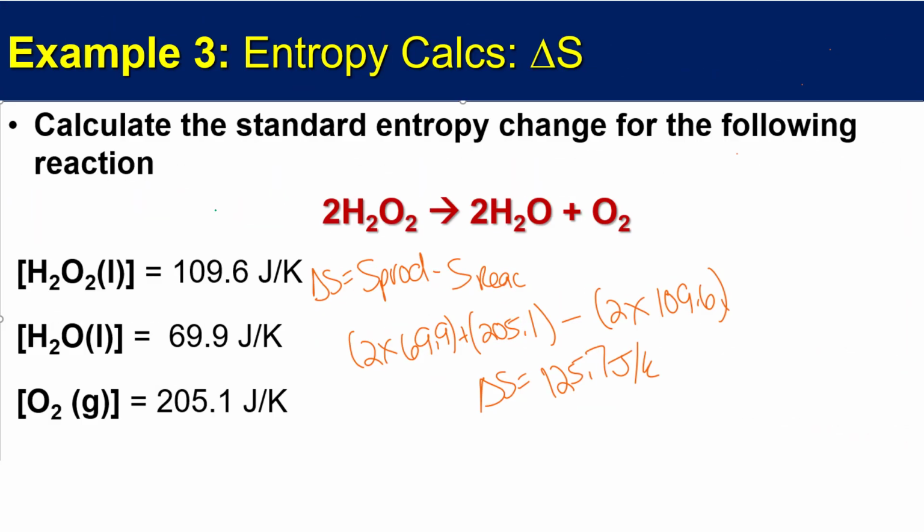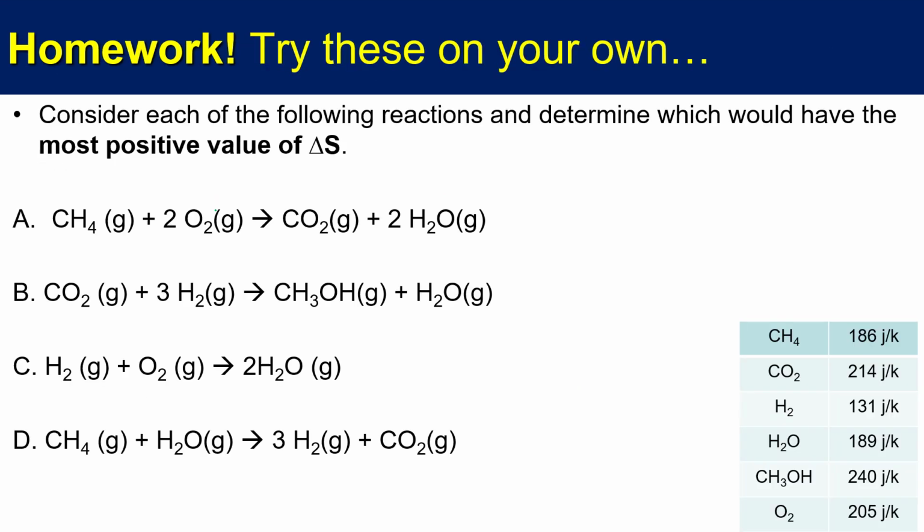Praise be to God. Looks like we finally got a reaction where the entropy of the system is indeed increasing. We get 125.7 joules per Kelvin. So pretty much, guys, those are our entropy calculations.